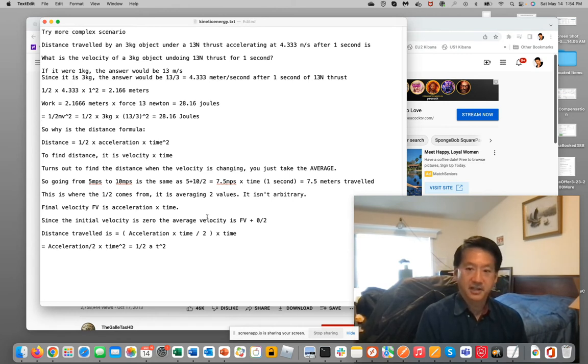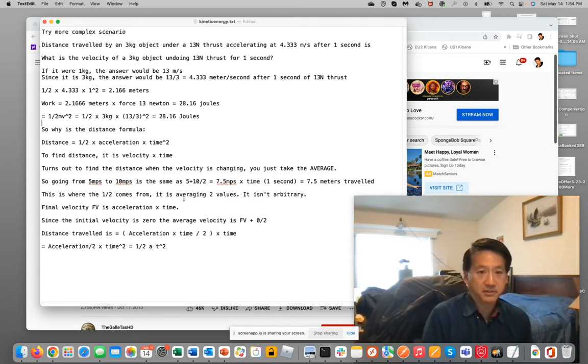And you could calculate how far it should drop in, say, 2 seconds, and go find a higher place and see whether it takes 2 seconds to drop, just to see whether this hard to believe formula actually works. But presuming that it does, that is where the 1/2 comes from. It's not arbitrary. It's that you're averaging two values, one of which is zero.